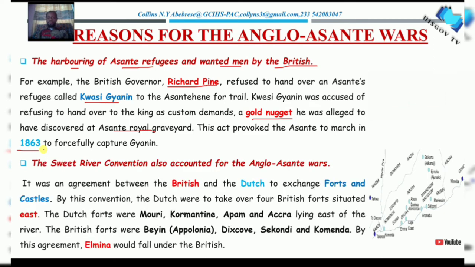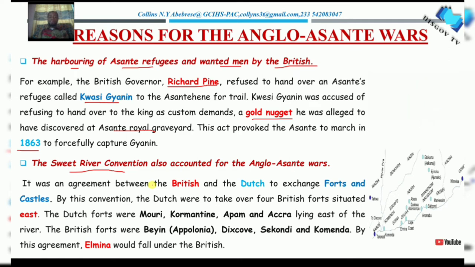Let's take a look at the last one. Probably then we'll bring our discussion to an end. Now, one of the most important reasons that led to the frequent Anglo-Asante wars was the Sweet River Convention Agreement. There is a river between Cape Coast and Elmina known as the Sweet River. I don't know those who are around that area, Kakum area there, and of course Elmina. There was an agreement.